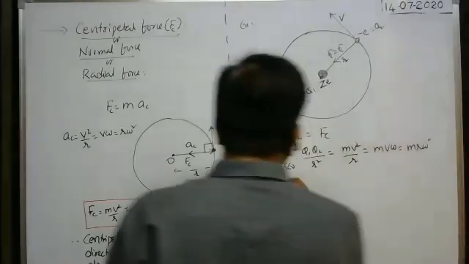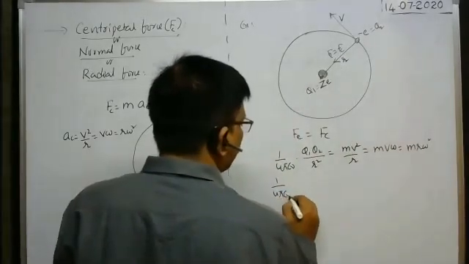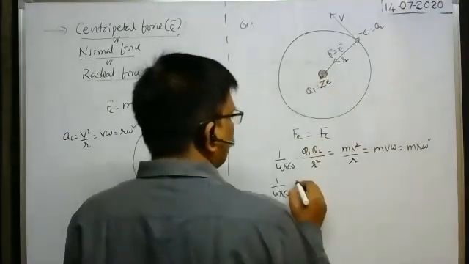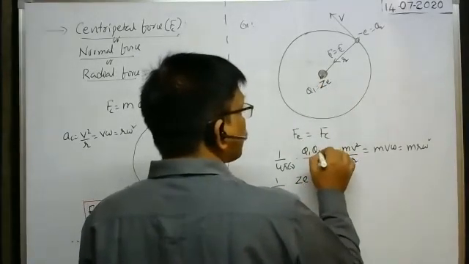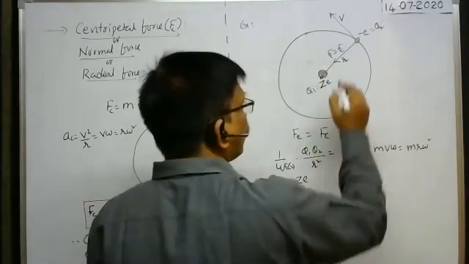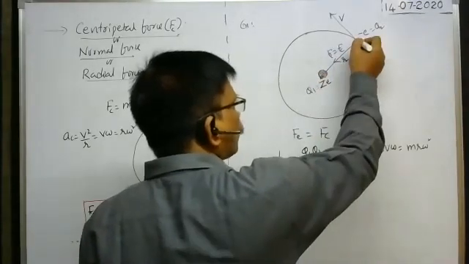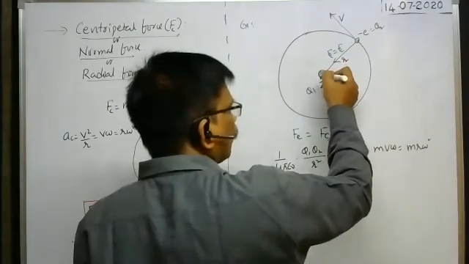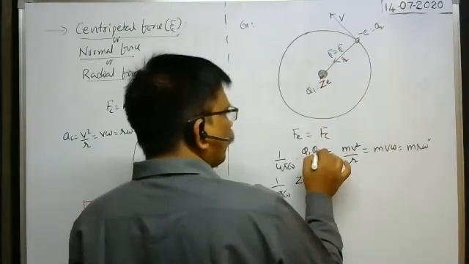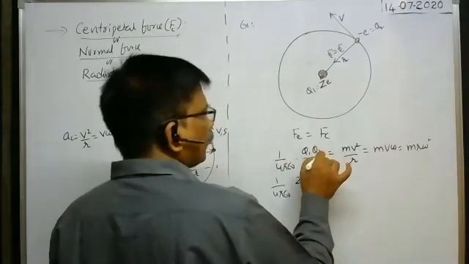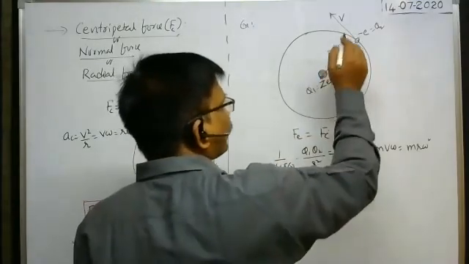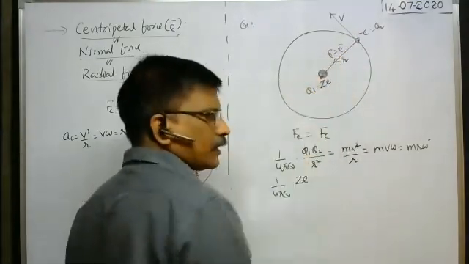Here, 1 by 4 pi epsilon naught into Q1, which means the charge of the nucleus, that is Ze, and Q2 is minus e. Because of minus e only, we have considered that the attraction force acts on the electron towards the nucleus. Because here Ze into minus e we have to write, and you will get minus of something. That minus of something represents the attraction force acting on the electron towards the nucleus.